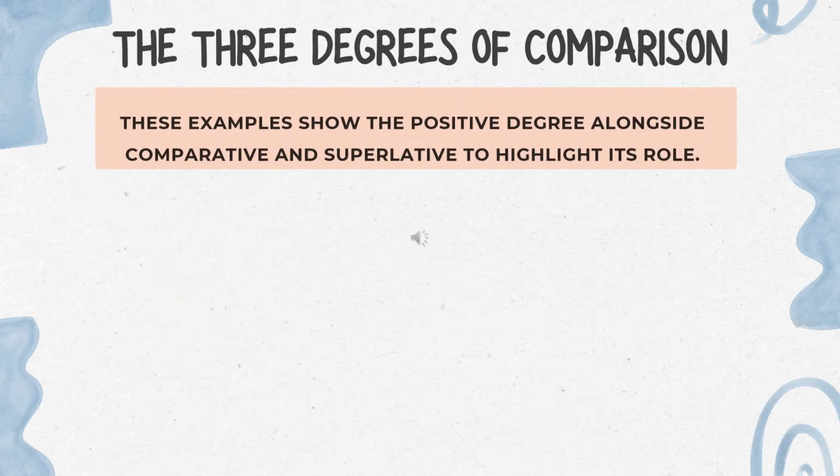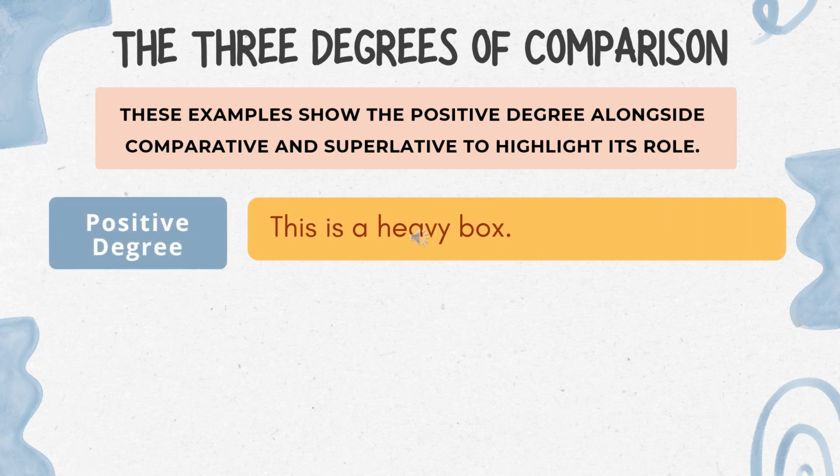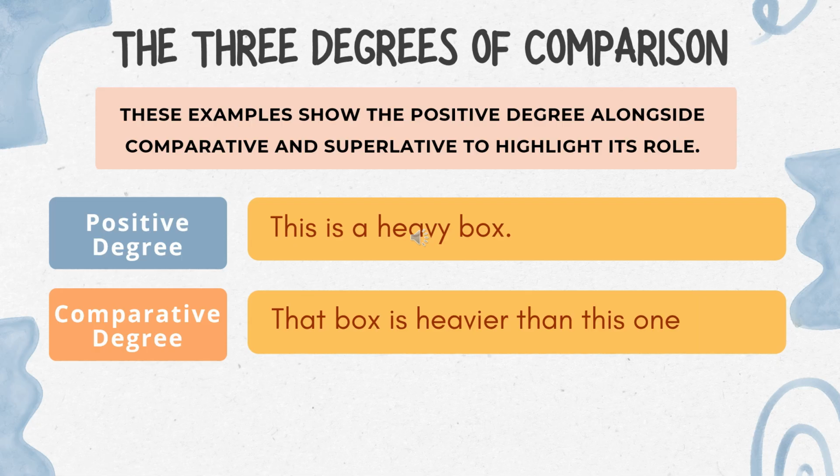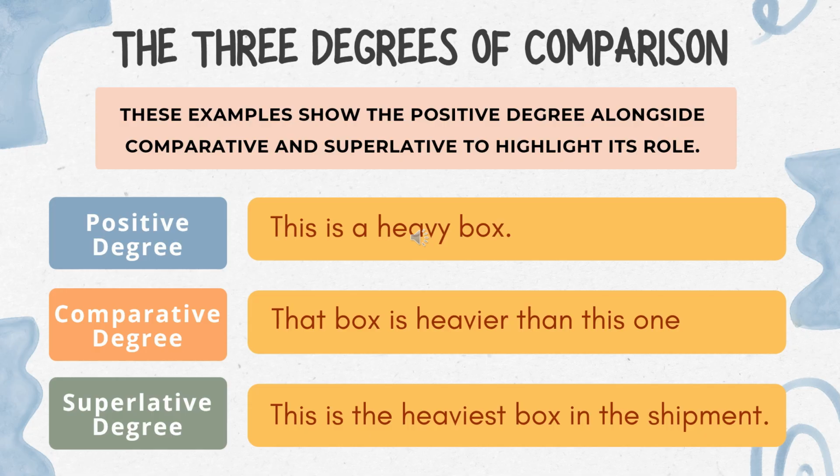The positive degree gives us the basic fact: this is a heavy box. It just describes a single thing. The comparative degree puts two things against each other: that box is heavier than this one. Notice the -er ending and the key word than. Finally, the superlative degree identifies the ultimate one in a whole group: this is the heaviest box in the shipment. See the -est ending and the definite article the. This pattern works for many one-syllable adjectives, like heavy. But now, let's talk about the rules for other types of adjectives and the important exceptions you must know.